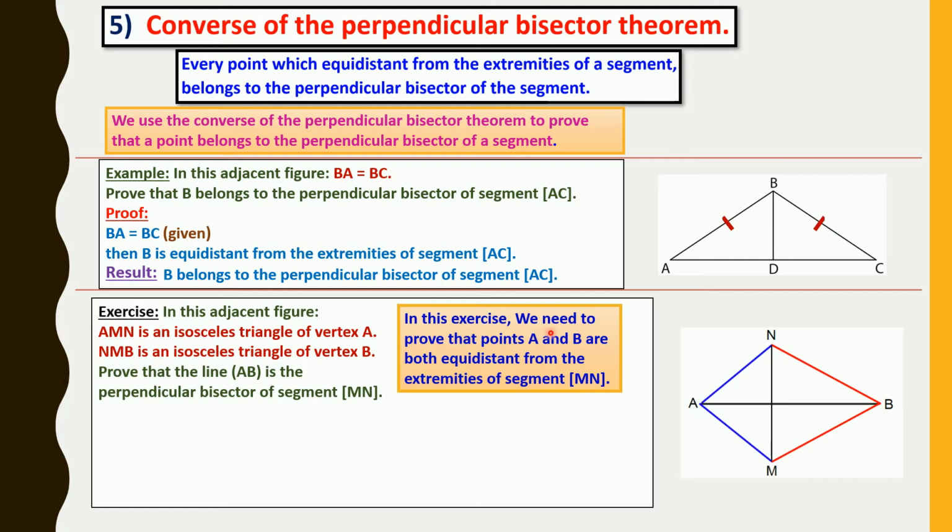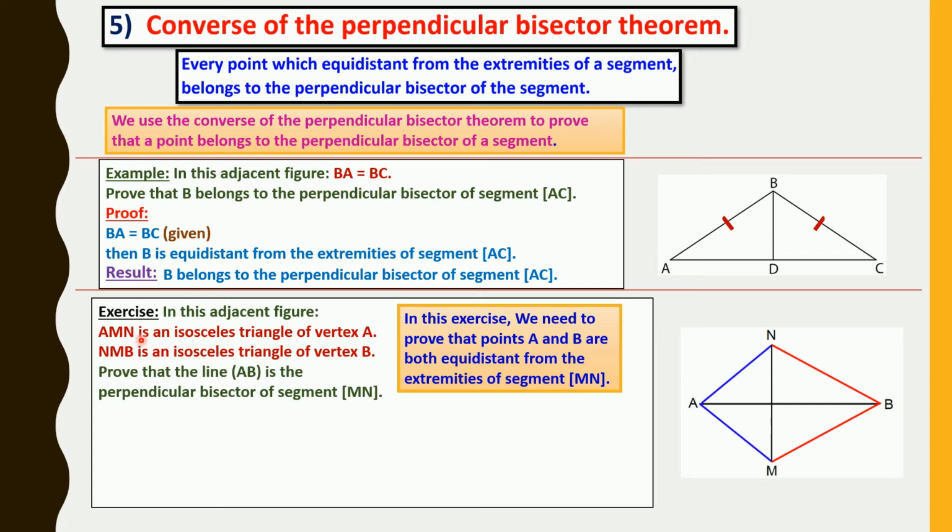In this exercise, we need to prove that points A and B are both equidistant from the extremities of segment MN in order to prove that the line AB is in fact the perpendicular bisector of MN. Let's start with point A. Can we claim that A is equidistant from the extremities of segment MN? By looking at the given information here, it's not straightforward.